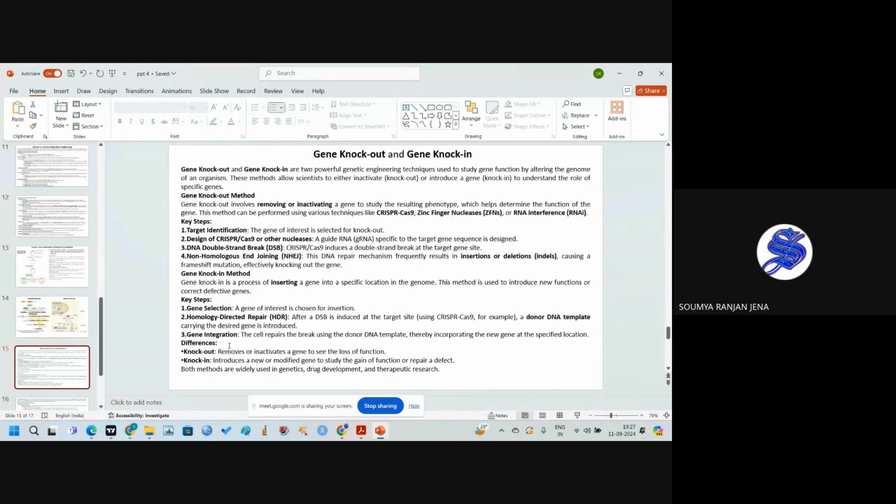And what is the difference between knockout and knock-in? Knockout means removing or inactivating a gene to see the loss of function, and knock-in introduces a new or modified gene to study the gain of function or repair a defect of the particular gene. Both methods are widely used in genetics, drug development, and therapeutic research.